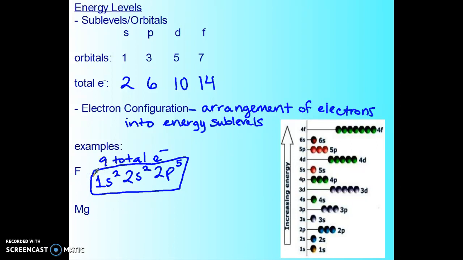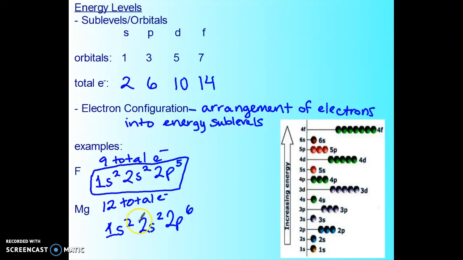So now let's try this for magnesium. Magnesium, if you look at the periodic table, has a total of 12 electrons. Every electron configuration is going to start the same way. We start with our 1s, and that uses our first 2 electrons. Then we go to our 2s, and that holds our next 2 electrons. Then 2p, and this time we're going to fill up our 2p because we have enough electrons to actually fill it. So 2p6 is what we're going to write here.